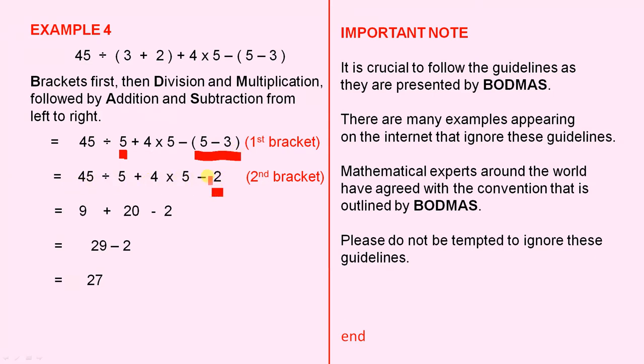Now we have this line here. Now we look at the division. 45 divided by 5, that gives us 9. 4 times 5, there, that gives us the 20. So now we have addition and subtraction, so we work from left to right. 9 plus 20 gives us 29. 29 take away 2 gives us 27.